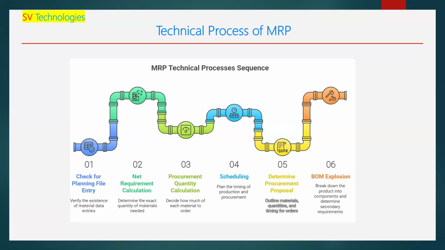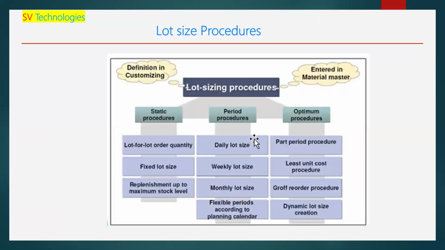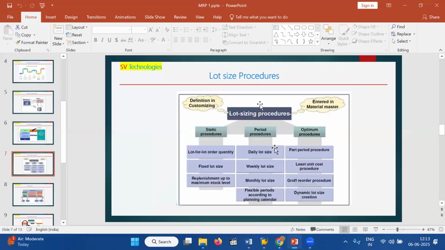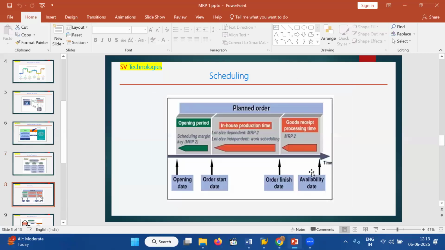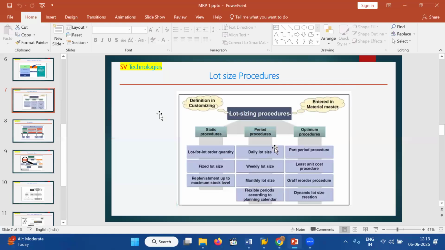Okay. This we have already discussed. There are some specific concepts, like lot size procedure, and there are a few different procurement types. These two things I'll now explain to you.